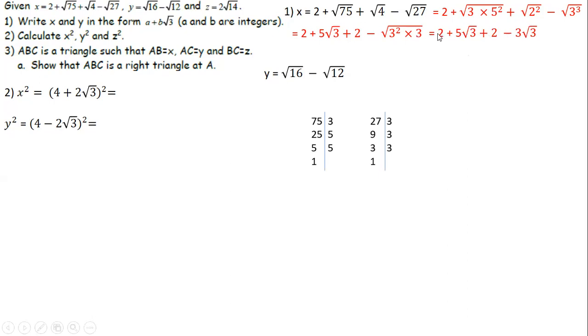Now we can see we can add 2 plus 2. What is the answer of 2 plus 2? 4. Now we can add the radical with the radical because we have same radicands, right? Here we have radical 3 and here we have radical 3. So 5 radical 3 minus 3 radical 3. 5 minus 3 is 2. 2 radical 3. So this is the answer. The answer is 4 plus 2 radical 3.